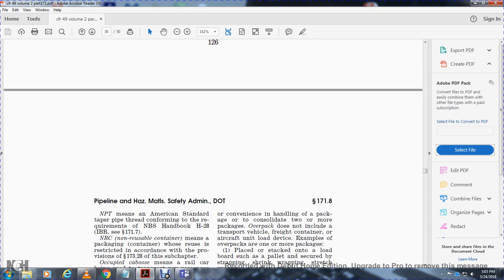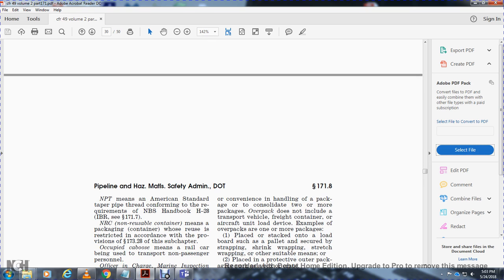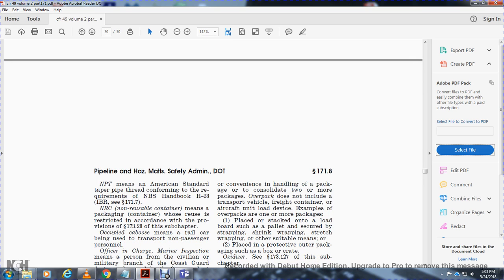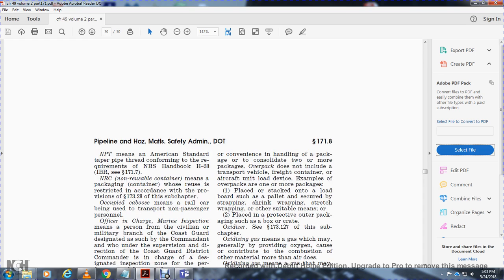NPT means the American Standard for taper pipe thread, conforming with the requirements of the NMBS H28, IBR, see 171.7. NRC, the non-reusable container, means a packaging container that is not reused, as restricted in accordance with the provisions of 173.28 of this subchapter. Caboose means a rail car with transportation non-passenger personnel.